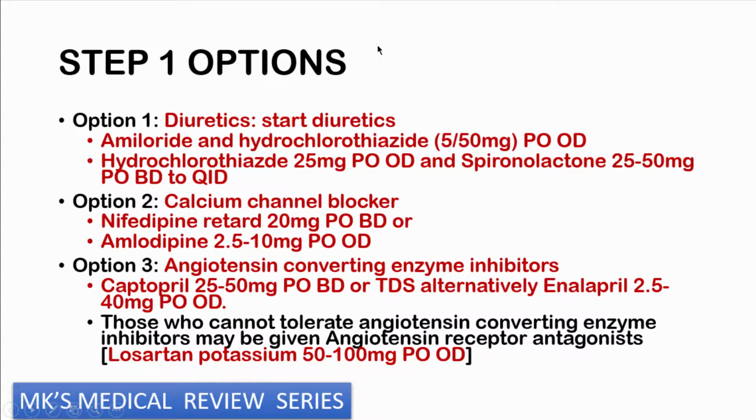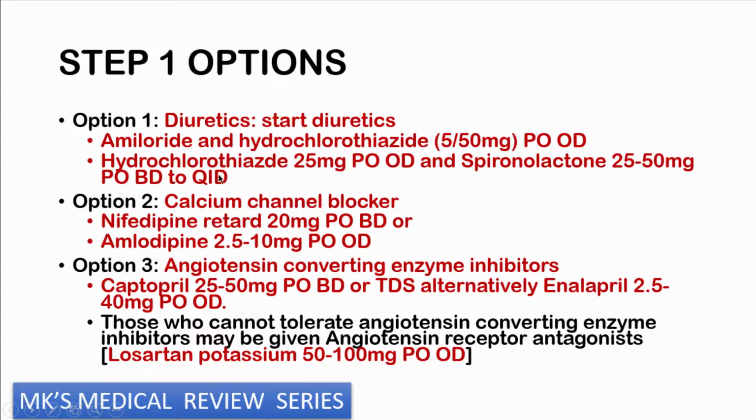You can start with diuretics: amlodipine and hydrochlorothiazide in a combination of 5 to 50 milligrams, once a day orally. Or you can do hydrochlorothiazide 25 milligrams once a day, or spironolactone 25 to 50, but this has a side effect of causing gynecomastia. Then you can take this twice a day or 4 times a day.